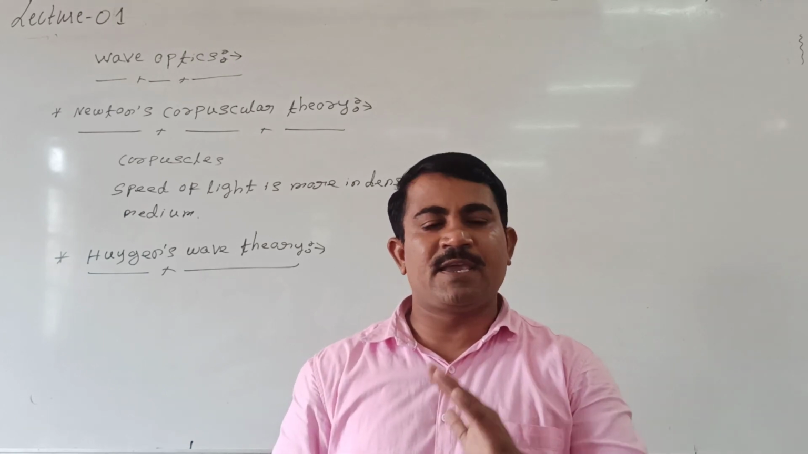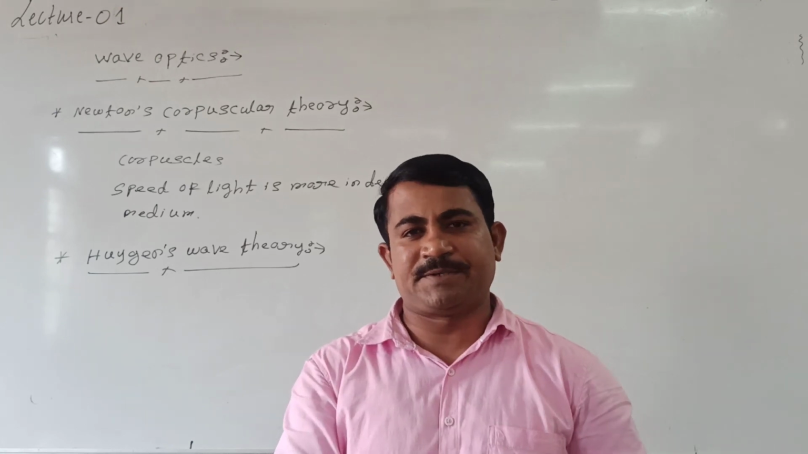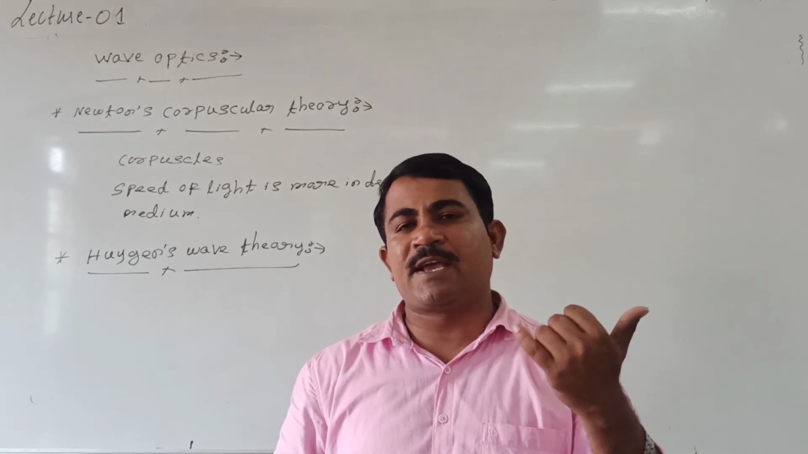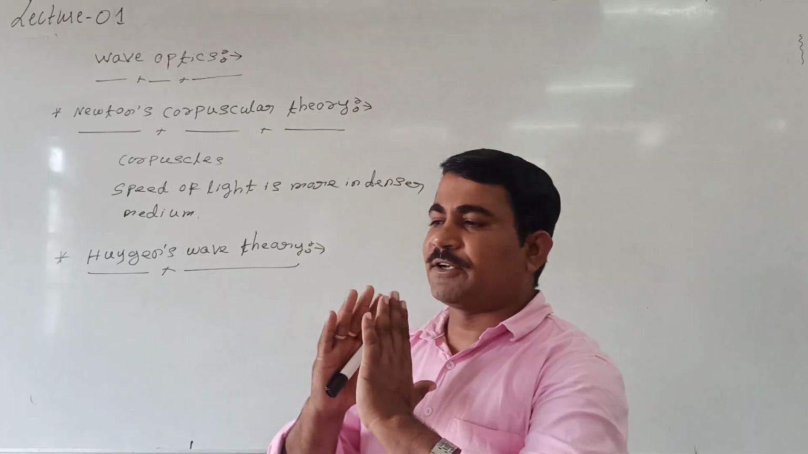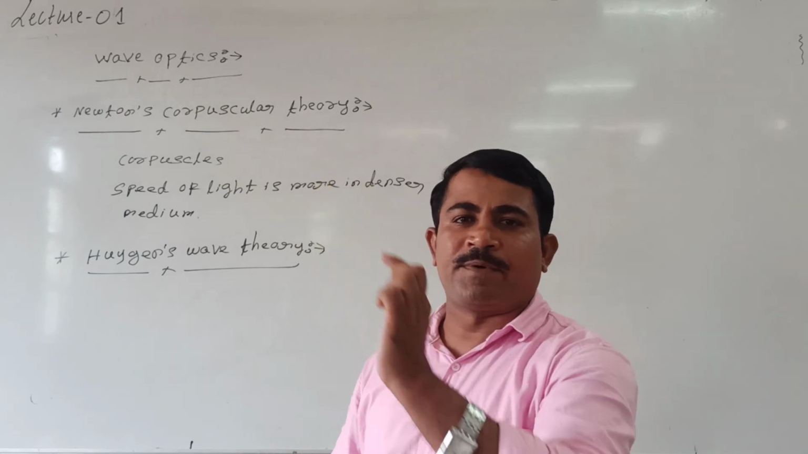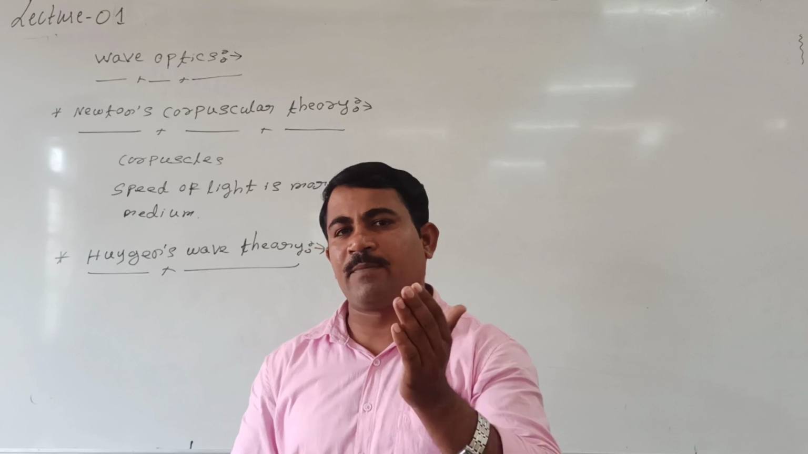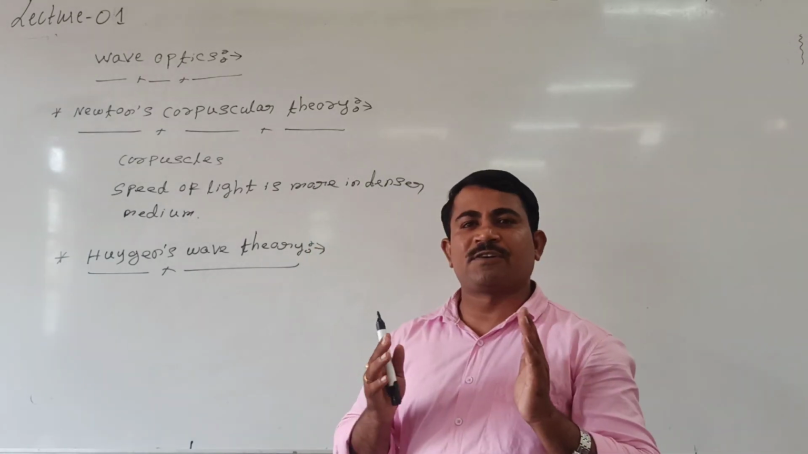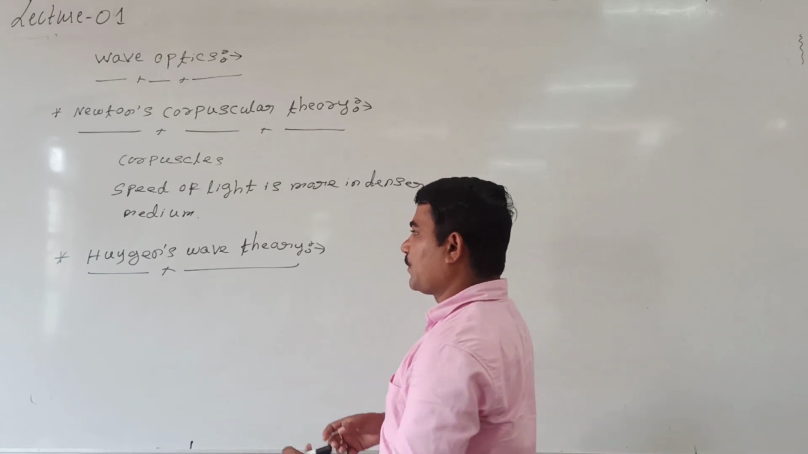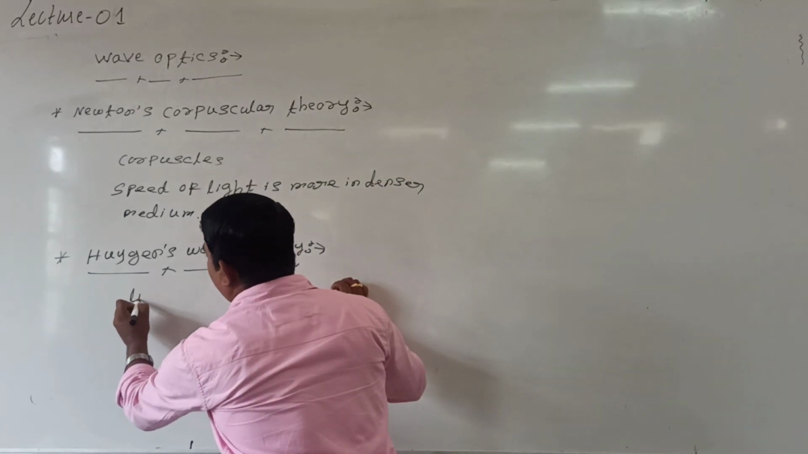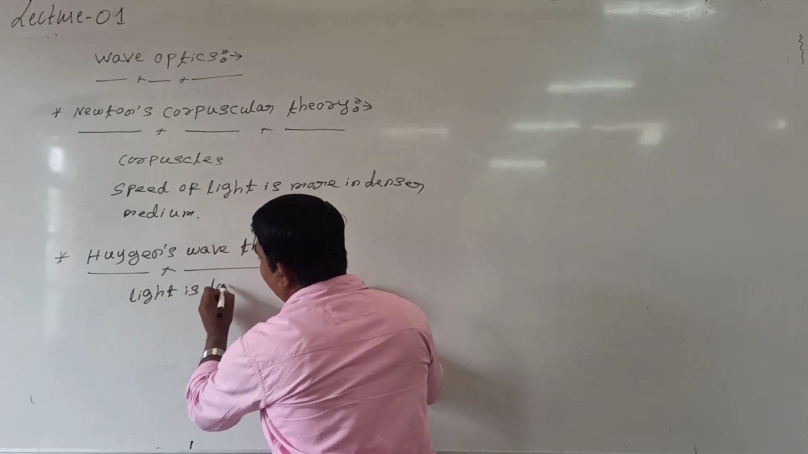Using Huygens' theory, he explained interference, diffraction and polarization of light. And using Huygens' theory, he also explained reflection and refraction of light. What he says is, when light travels in the medium, it travels in the form of disturbance, and that disturbance is called waves. Mainly what he proposed is that light is not a transverse wave; instead, light is a longitudinal wave.